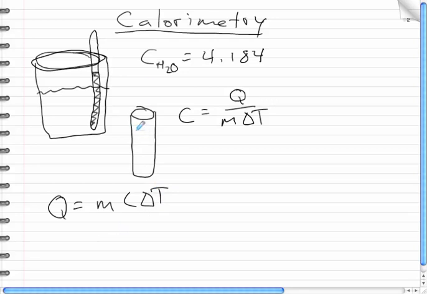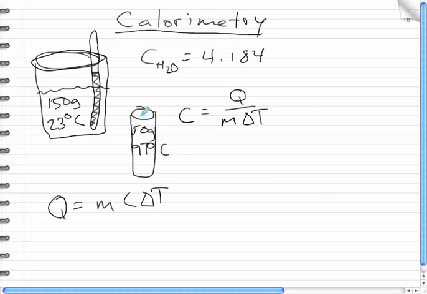Okay, so let's say the metal is 50 grams. Let's start with a hot piece of metal, at 97 degrees Celsius. Over here, let's say we have 150 grams of water, and let's say it starts at 23 degrees Celsius. What's going to happen when we put them together?